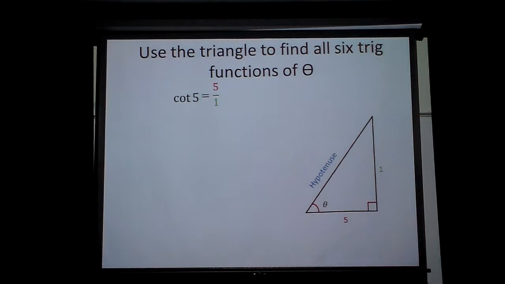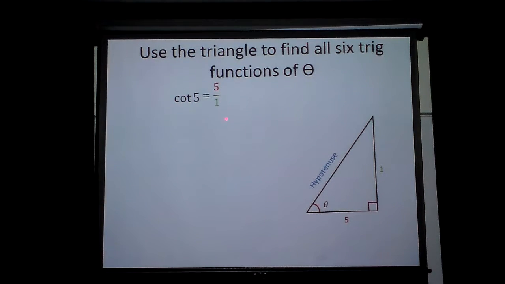This is, I believe, how we might want to work one of the problems on the homework for this section. They give us the cotangent. Remember, cotangent is adjacent over opposite. So if this is my angle theta, 5 is the adjacent side and 1 is the opposite. So I'm going to use it. It's just like the problems we've been doing, only this time instead of giving us a triangle, they don't.